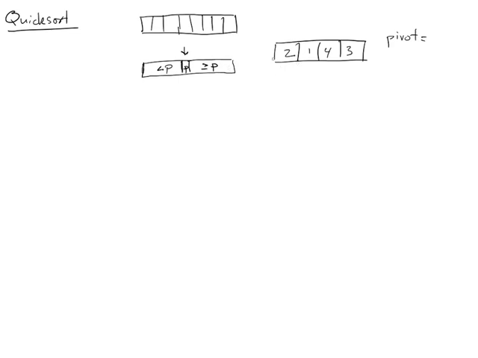So I'm just going to arbitrarily pick the first item. You could pick the middle one, you could pick the last one, you could pick the second one, you can do whatever you want. But you just need to pick it and then use it throughout the rest of this portion of the algorithm. Okay, so my pivot is going to be 2.